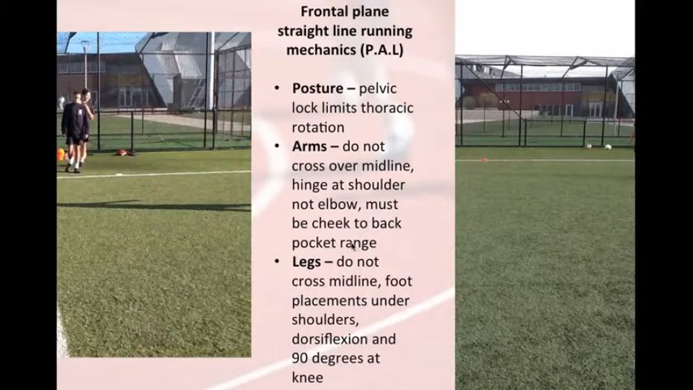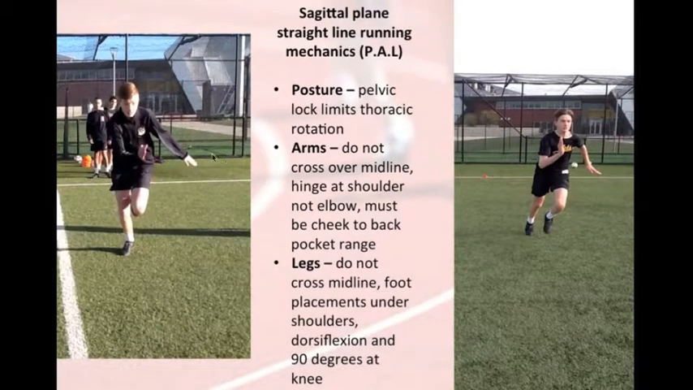Again, a still image, straight upright body position. Foot placements are coming across the body, which means his knees come across the body and his arms come across the body. Arm drive is coming from the elbow, so we've got flexion and extension at the elbow, which means the shoulders aren't driving the arms.